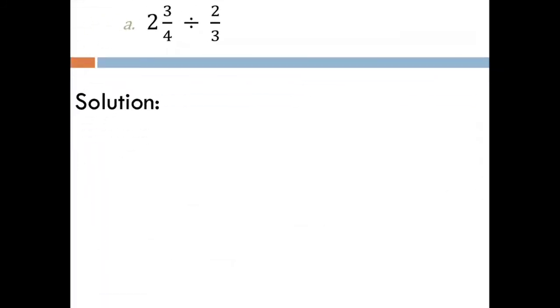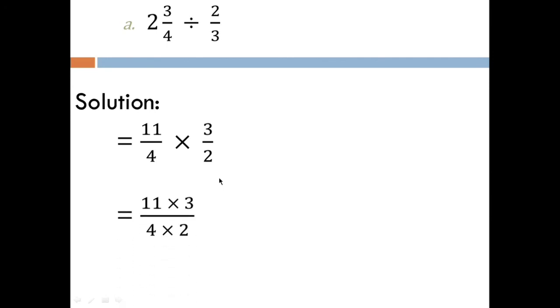Sa example, letter A. As you can see, mixed number po siya. So, 2 and 3 over 4 divided by 2/3. Our solution is, first, convert 2 and 3/4. So, 2 times 4, we have 8, plus 3, we have 11. Then, copy denominator. Then, apply natin yung reciprocal. From division, magiging multiplication. Then, reciprocal of 2/3 is 3/2. Okay? And perform multiplication process.